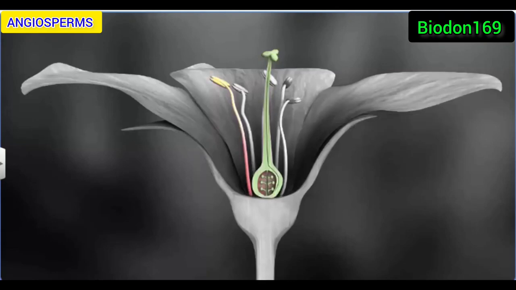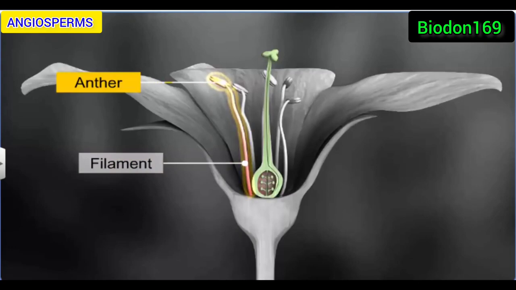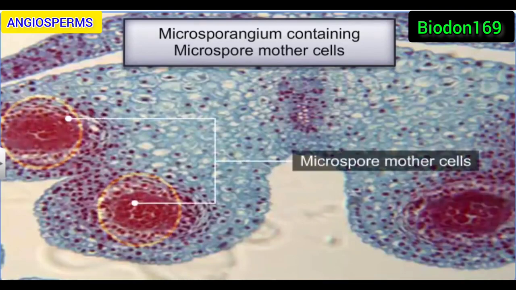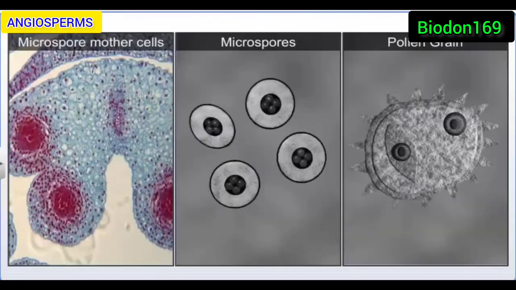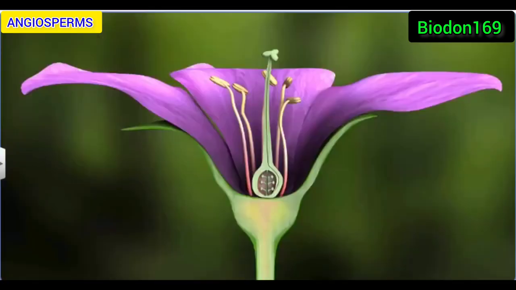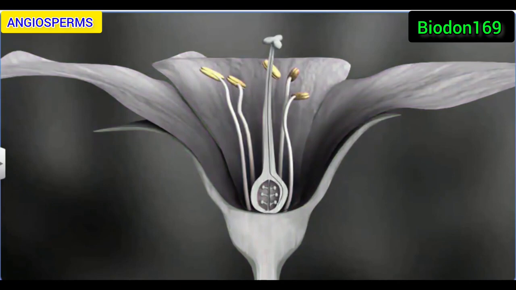The stamen consists of two parts, filament and anther. The microsporangia inside the anther contain the microspore mother cells. These mother cells undergo meiosis to produce microspores, which then develop into pollen grains, the male gametophytes. The pollen grains are produced inside the anther.